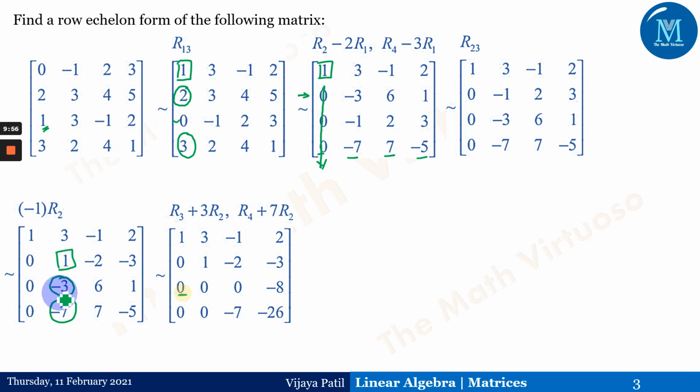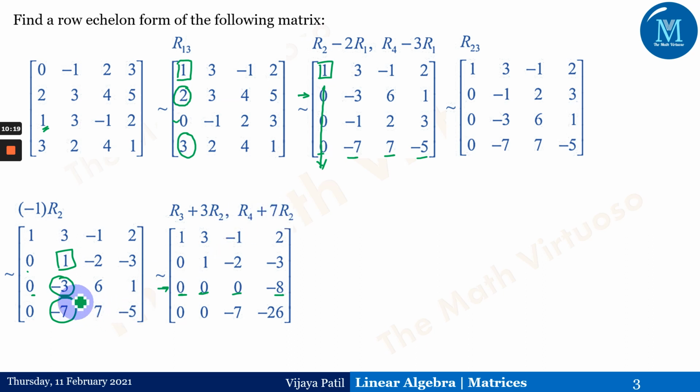So this is 0 itself because of this 0. This 0 will be same. Now minus 3 plus 3, 0, right? 6 minus 6, 0. This would be 1 minus 9, minus 8, right? This is the R3. R4 is R4 plus 7 times R2.